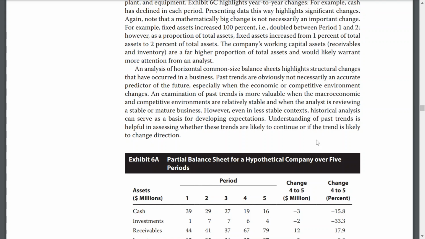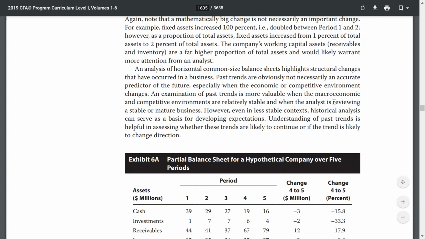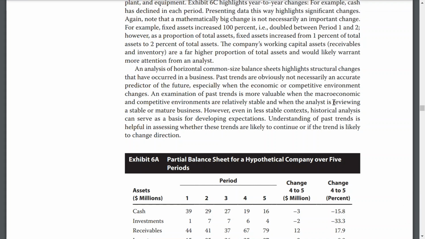An analysis of a horizontal common size balance sheet highlights structural changes that have occurred in a business. Past trends are obviously not necessarily an accurate predictor of the future, especially when the economic or competitive environment changes. An examination of past trends is more valuable when the macroeconomic and competitive environments are relatively stable and when the analyst is reviewing a stable or mature business. However, even in less stable contexts, historical analysis can serve as a basis for developing expectations. Understanding the past trends is helpful in assessing whether these trends are likely to continue or if they are likely to change directions.